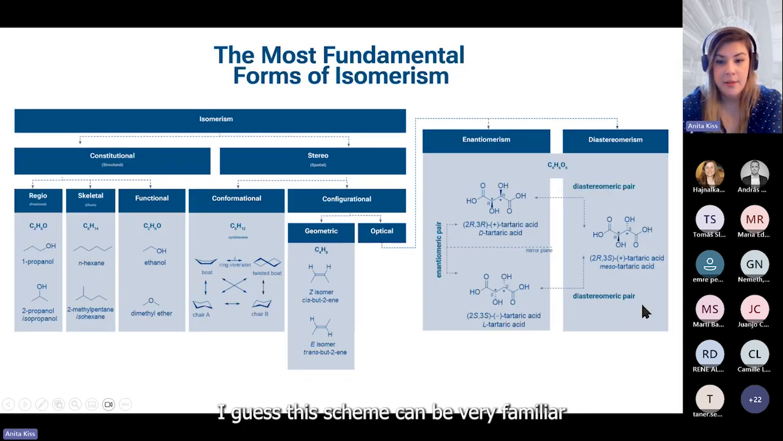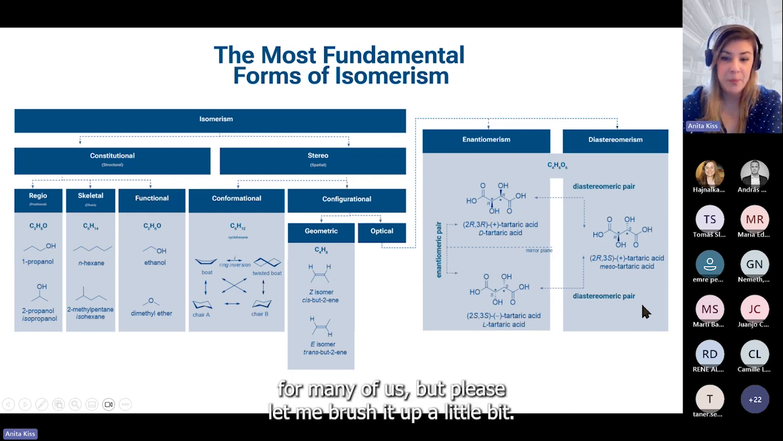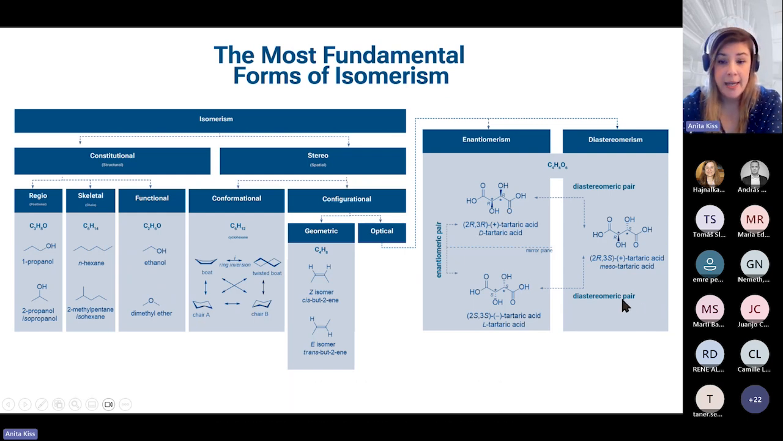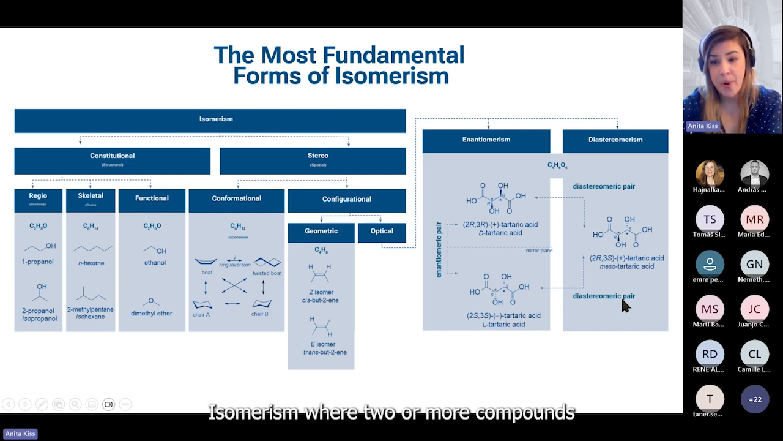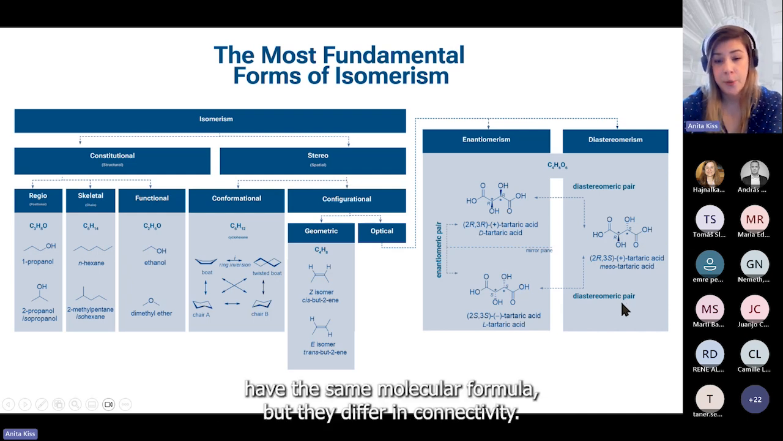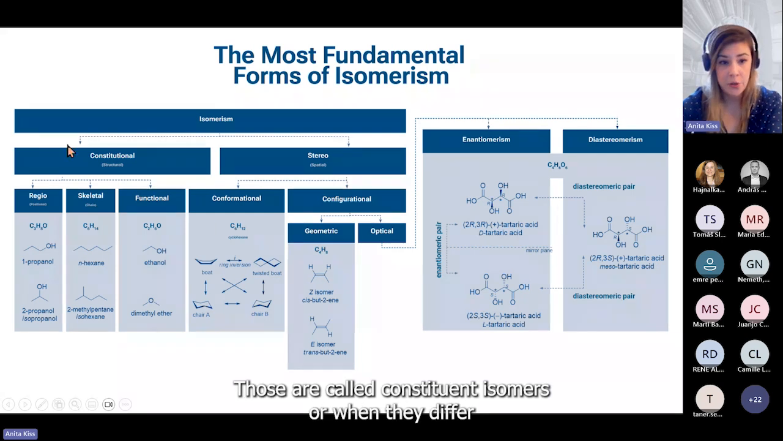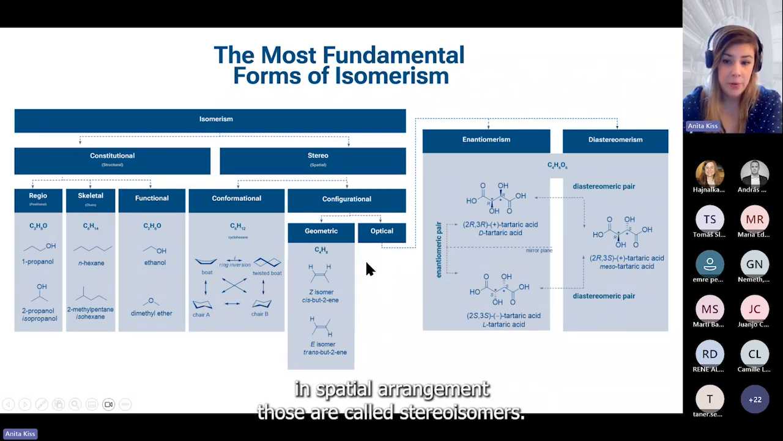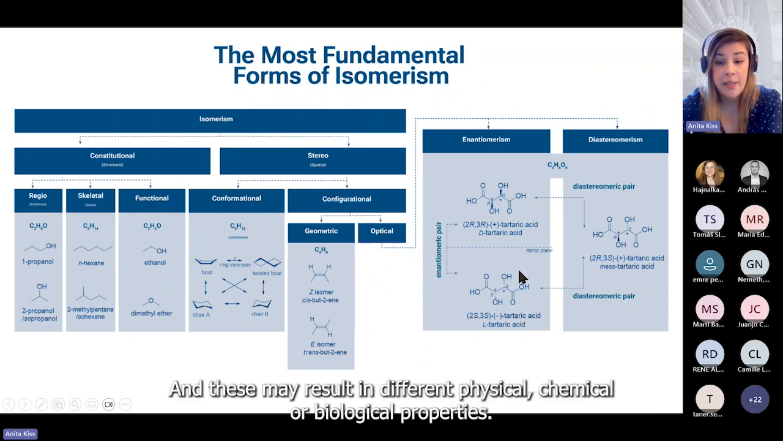I guess this scheme can be very familiar for many of us, but please let me brush it up a little bit. Isomerism: where 2 or more compounds have the same molecular formula but differ in connectivity, those are called constitutional isomers. Or when they differ in spatial arrangement, those are called stereoisomers. And these may result in different physical, chemical, or biological properties.